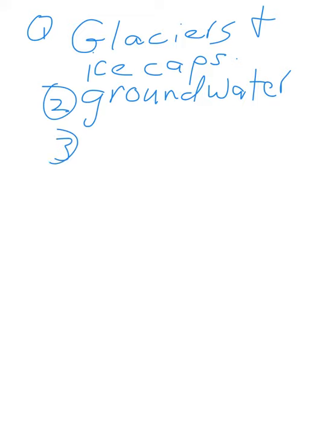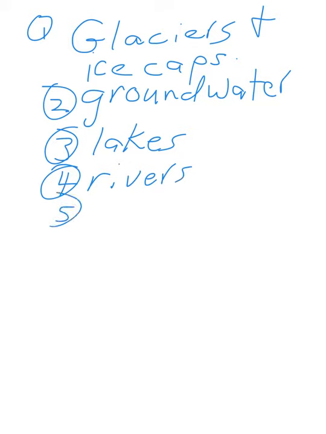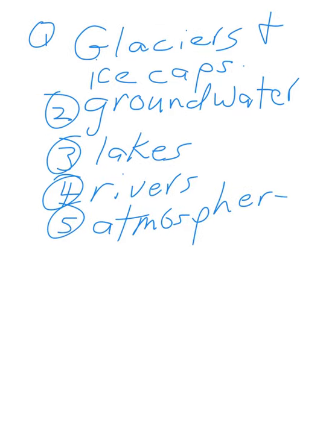Number 3, we have lakes, which we like to swim in or go boating. We have rivers, okay. And, of course, we have the atmosphere. The atmosphere, which is crucial for us having a water cycle. Okay, so glaciers and ice caps, that's where most of the fresh water is. 2/3, okay. Then the little bit that we get to use is 2, 3, and 4. The groundwater, which is where we get most of our drinking water from. Lakes, rivers, and the atmosphere.